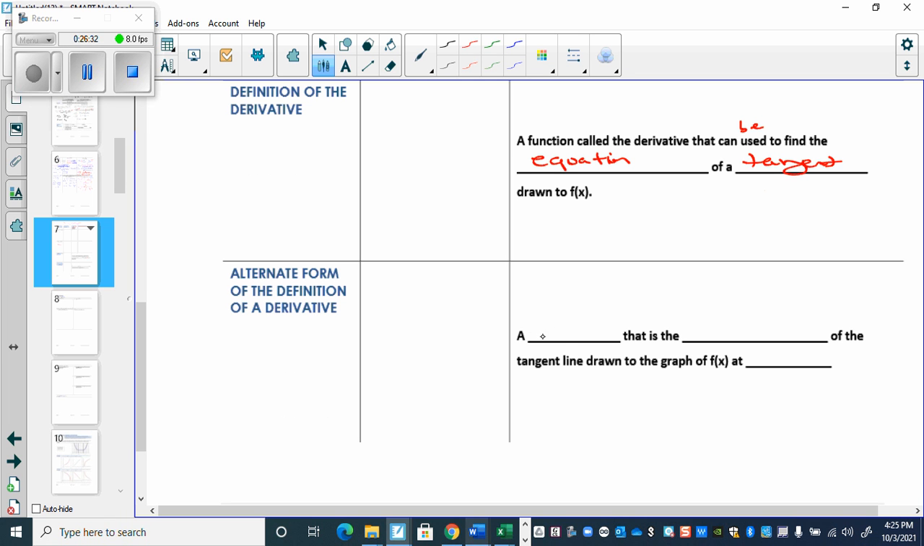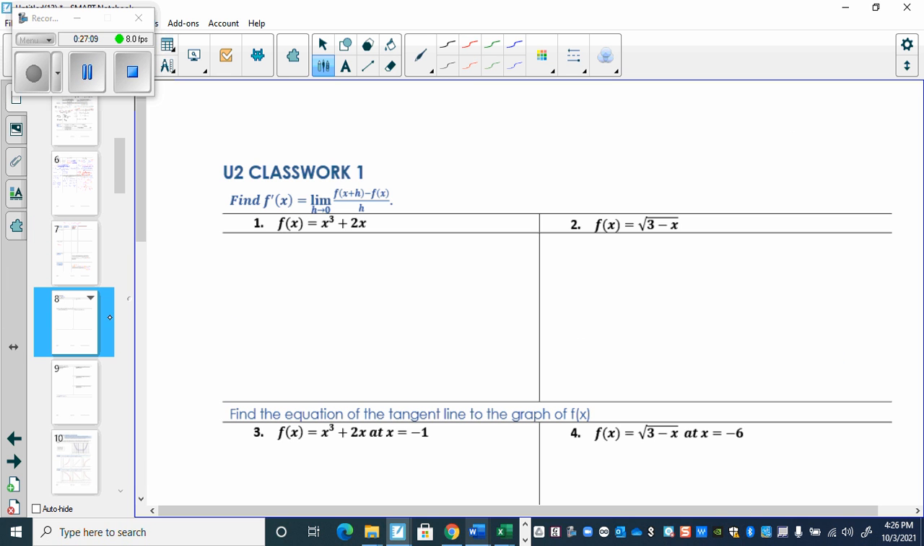The alternate form of that definition is that a derivative is the slope of the tangent line drawn to the graph of f of x at a point of tangency. I should have gotten a bigger block for that, but I didn't.